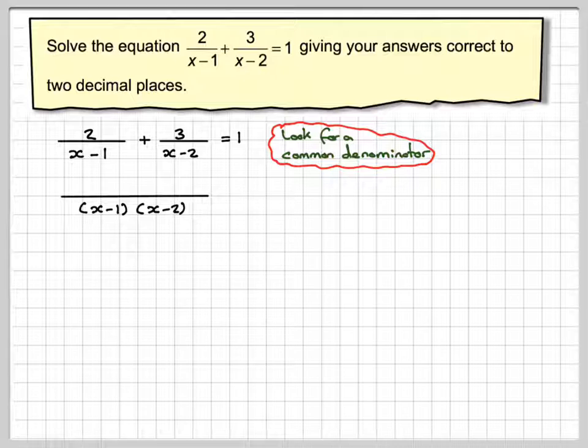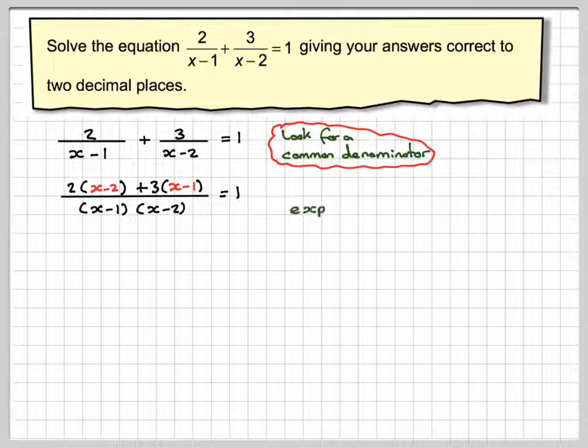Now, because you've multiplied that by x minus 1, you must multiply the numerator by x minus 2. So the top becomes 2 times x minus 2. This x minus 2 has been multiplied by x minus 1, so this numerator has been multiplied by x minus 1. Plus 3 times x minus 1 is still equal to 1.